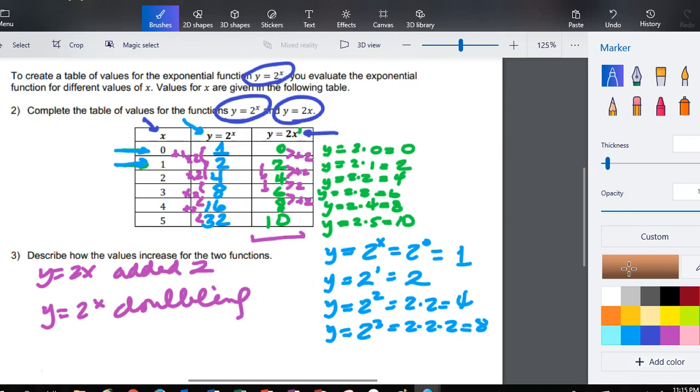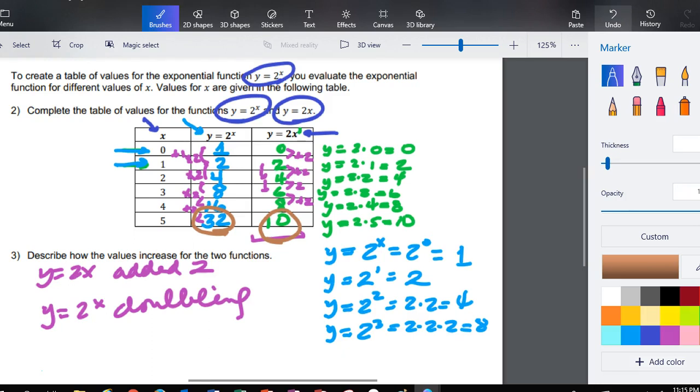The last thing I'd like to point out is even though we use the same x values, I want you to look at where we landed, where we ended up. The linear ended up with a value of 10. The exponential ended up with a value of 32, substantially higher.